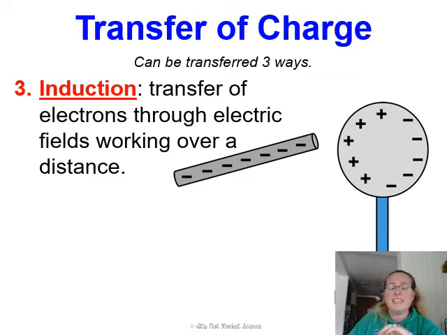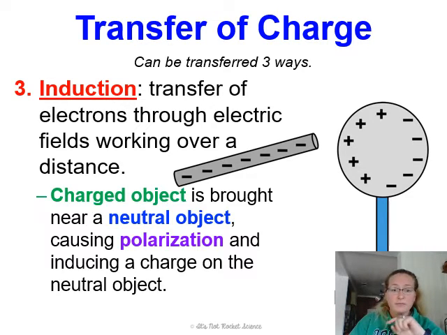And then the third one is induction, and this one is really cool. This is the transfer of electrons through electric fields working over a distance. You're not actually physically touching those two objects together, but the electrons are being transferred regardless. If you bring a charged object near a neutral object, you cause something called polarization, and it induces a charge on the neutral object.